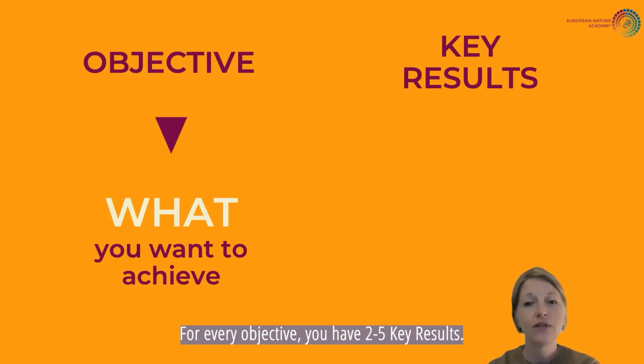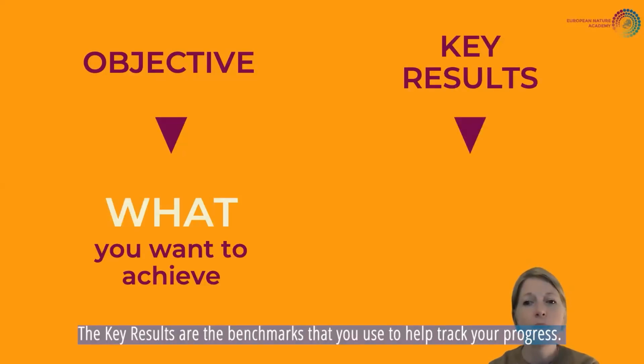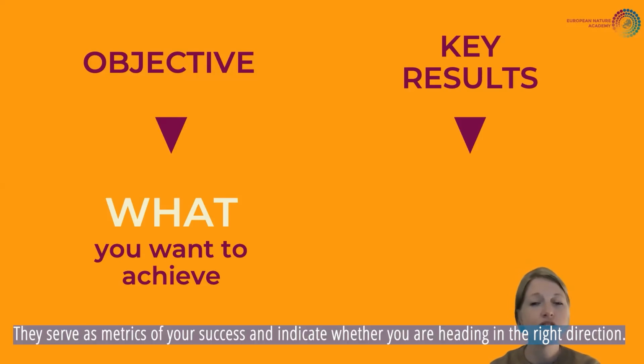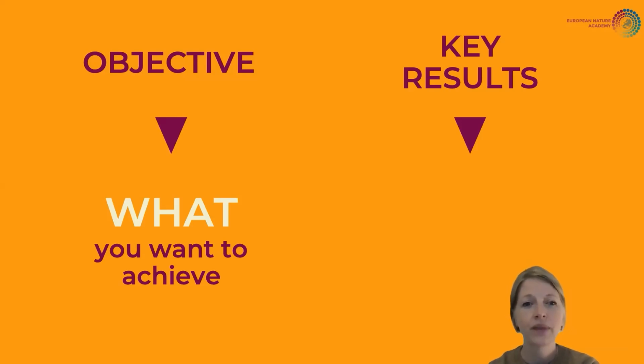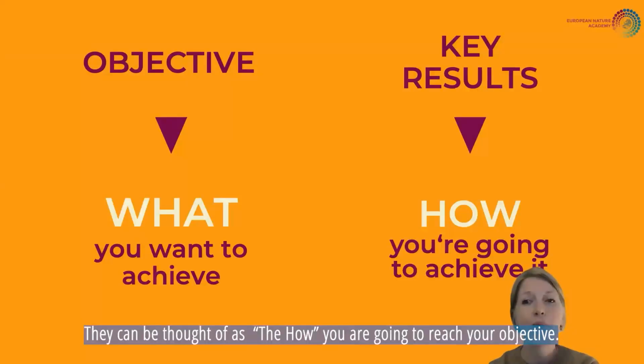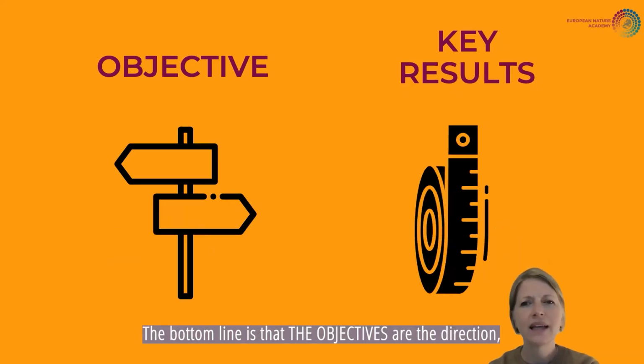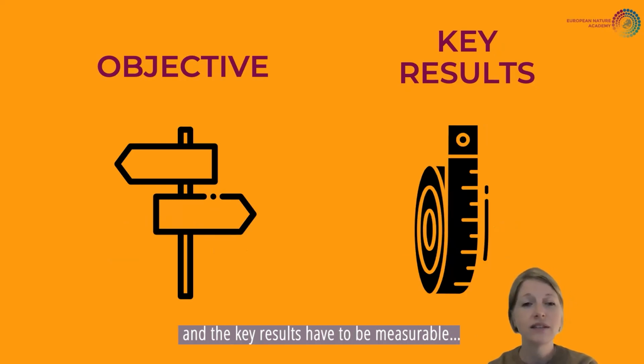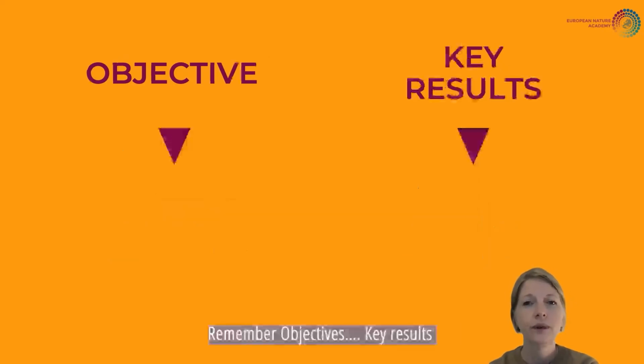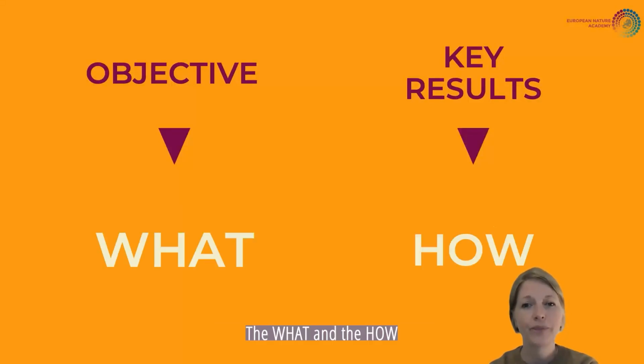And for every objective, you have 2 to 5 key results. The key results are the benchmarks that you use to help track your progress. They serve as metrics of your success and indicate whether you are heading in the right direction. They can be thought of as the how you are going to reach your objective. The bottom line is that the objectives are the direction and the key results have to be measurable. Remember, objectives, key results, the what and the how.